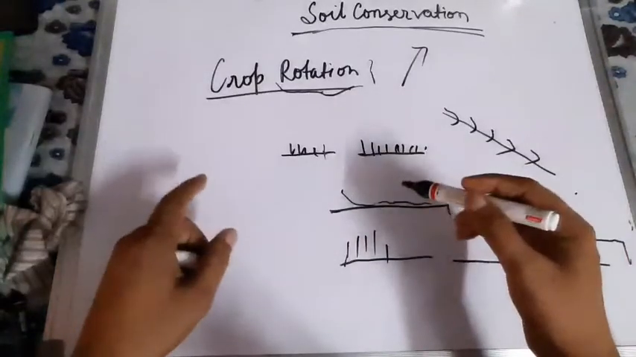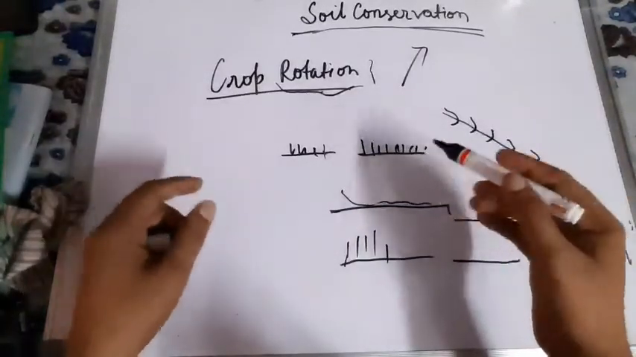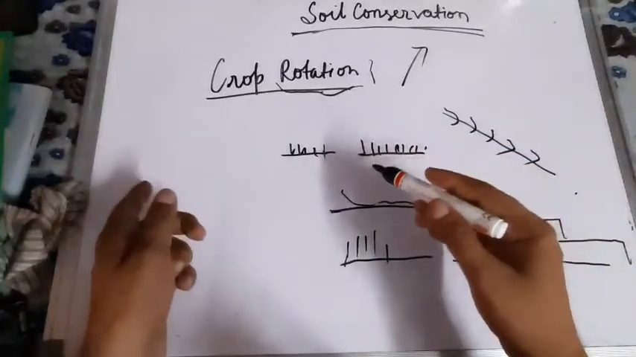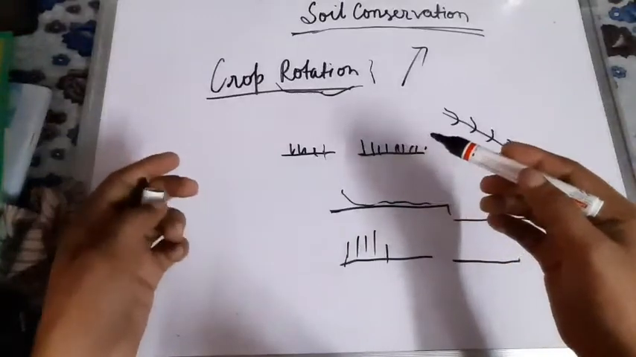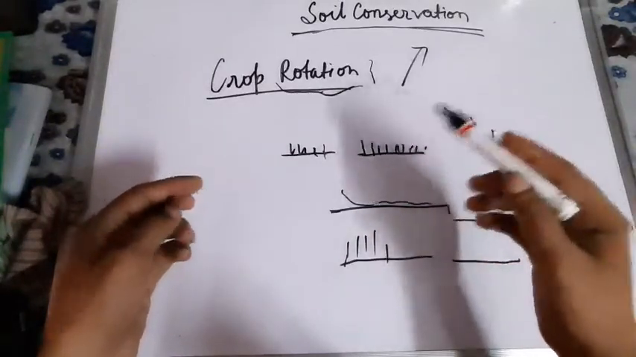And the last one is crop rotation. Crop rotation means farmers grow one type of crop, then in the same land they grow another type of crop according to the seasonal sequence. And this helps in soil conservation.